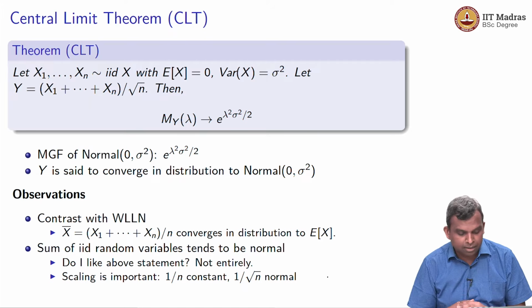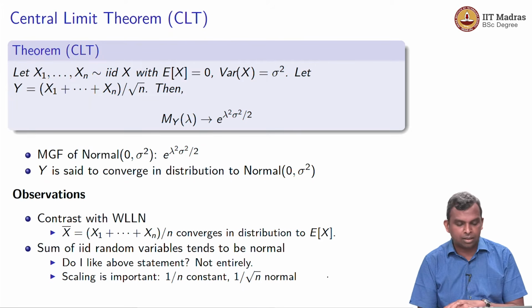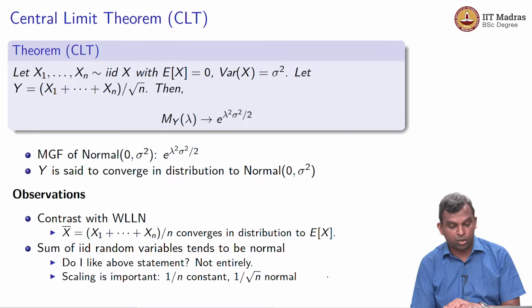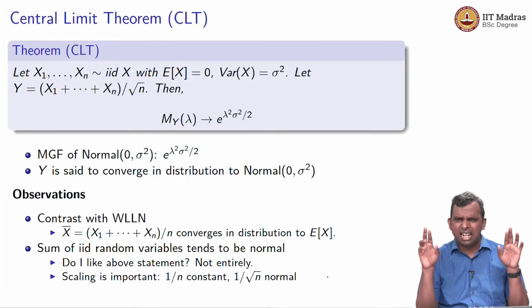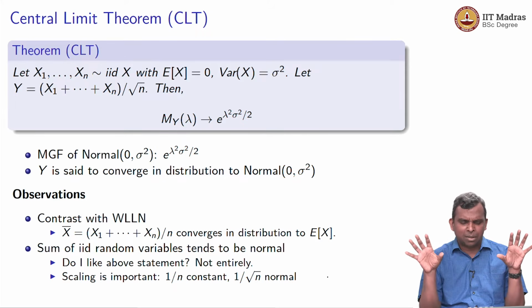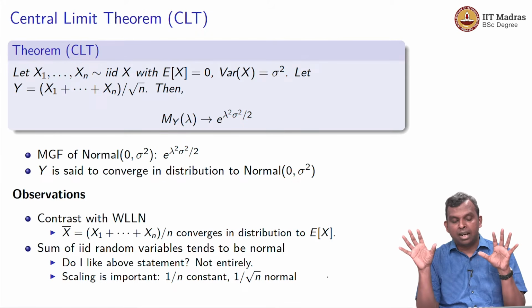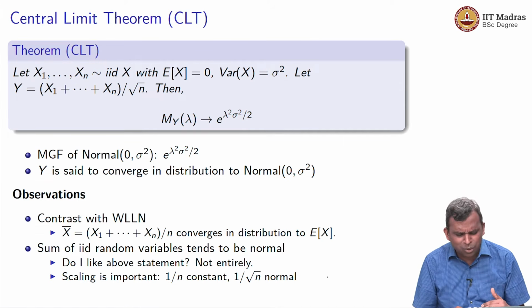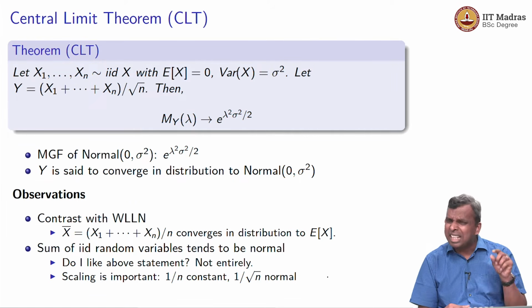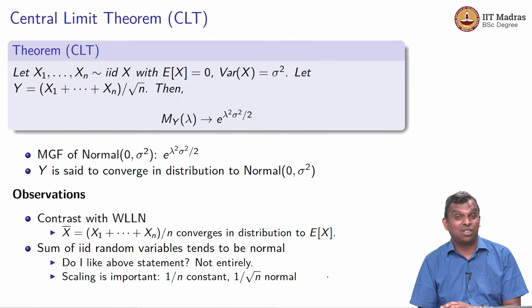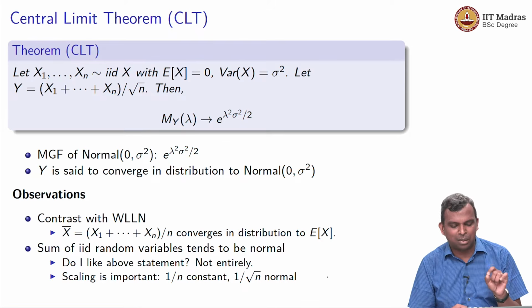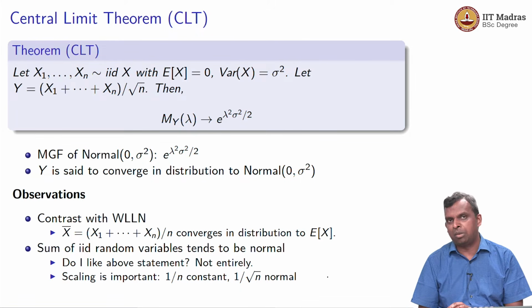A few observations you can contrast with the weak law of large numbers. If you look at the sample mean, it converges in distribution to the expected value of X. And this leads to a general statement. You can make a very loose meta statement saying the sum of IID random variables tends to be normal. Do I like it? I don't like it entirely because the scaling aspect is sort of hidden in that, right? The scaling is very important. If you simply scale by 1 by n, it tends to a constant, right? So the scaling is hidden when you say the sum of IID random variables tends to be normal, okay?